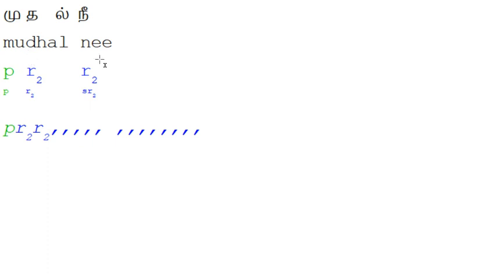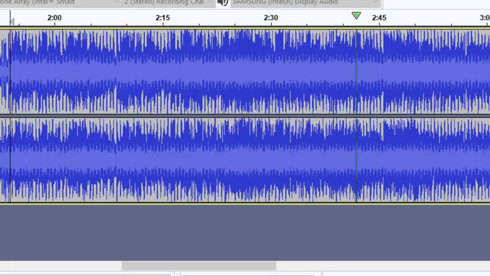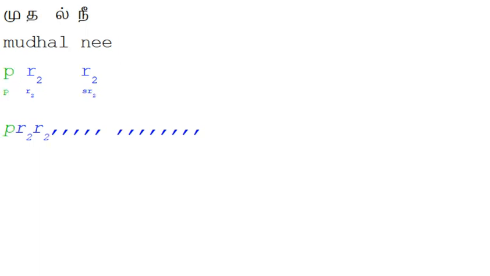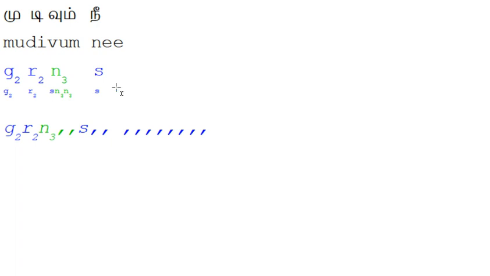Mudal ni, pa ri ri. Sorry, ri should be played as sa ri slide. Pa ri ri, mudal ni, mudal ni. Mudivum ni, ga ri sa ni ni sa. So the amount of length, I have counted properly and put them here. You can follow that using some kind of metronome that you use to keep up the speed, or you can keep the speed in your mind itself. So ga ri mudivum ni, ga ri sa ni ni sa.